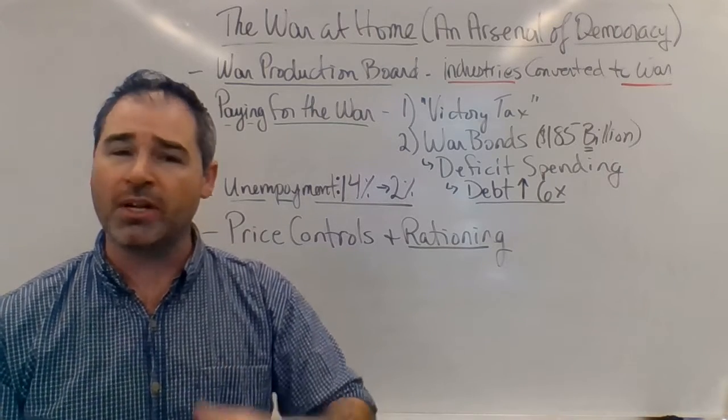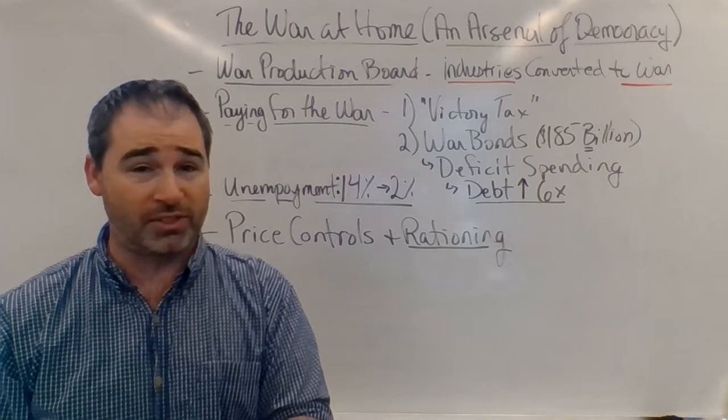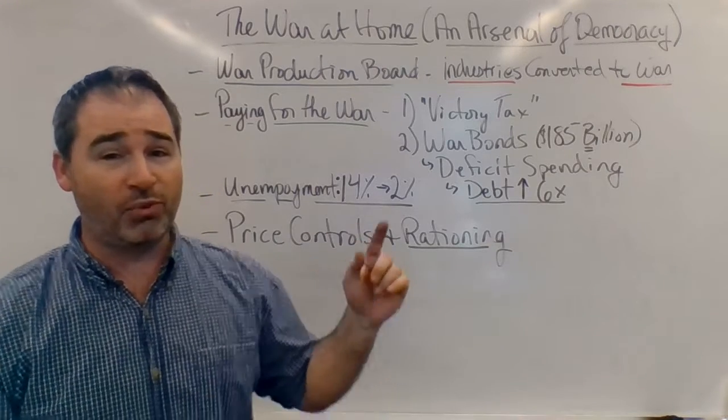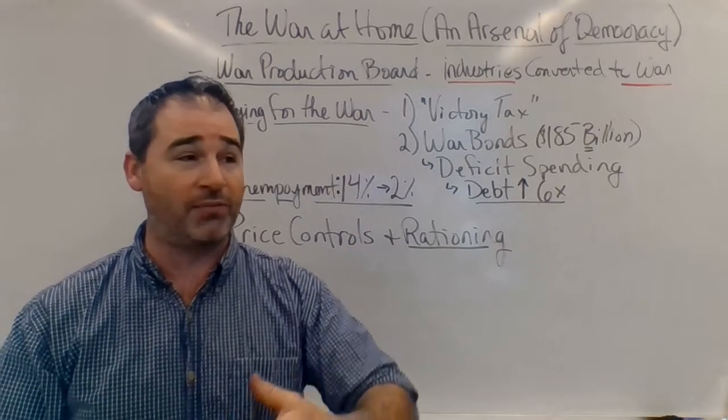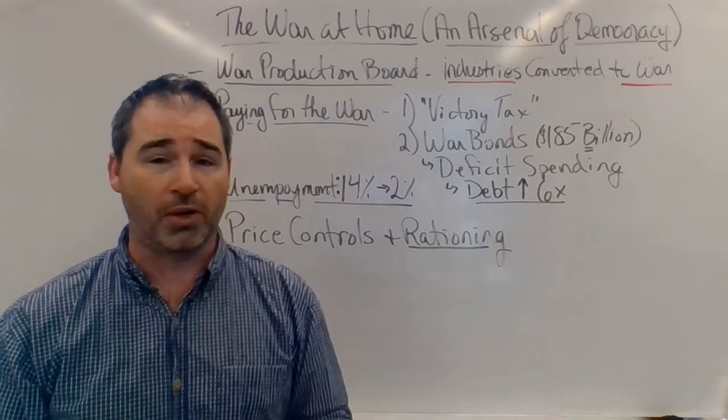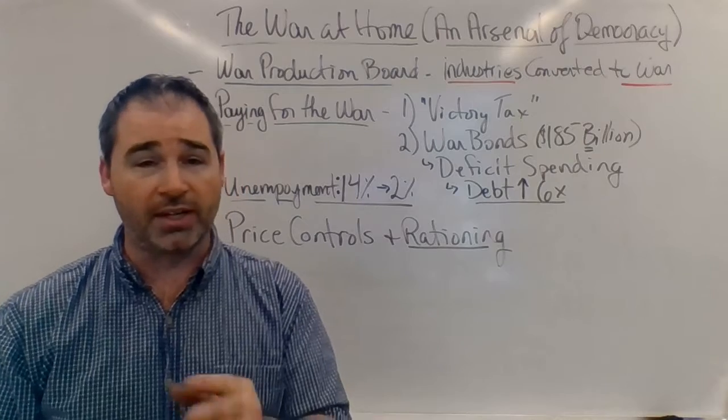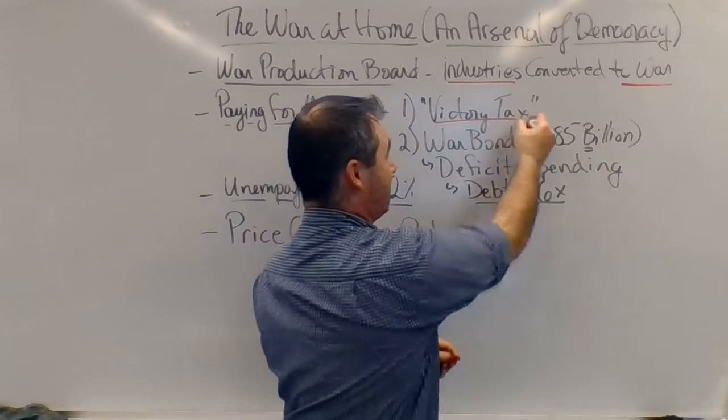That's the question, because remember, when the war starts, we're still dealing with the Great Depression, which means unemployment was at 14% when the war starts. There's not enough tax money to pay for this incredible ramp up for the war. So they did a couple of things. One, they passed a victory tax.